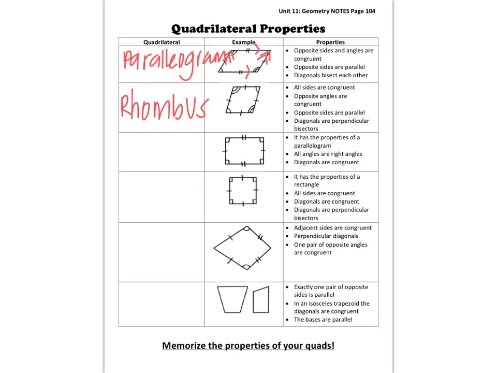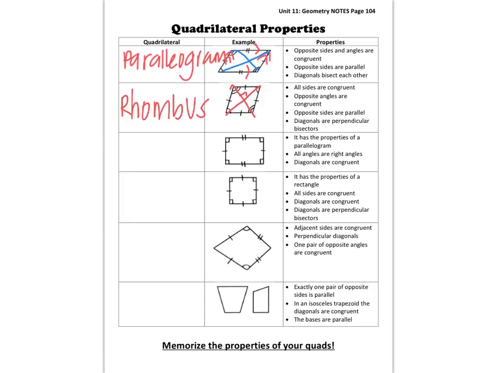It says diagonals are perpendicular bisectors. What that means is, if you drew diagonals through the rhombus, they're going to bisect each other at 90 degrees. Going back to parallelogram, those diagonals would be bisectors also.